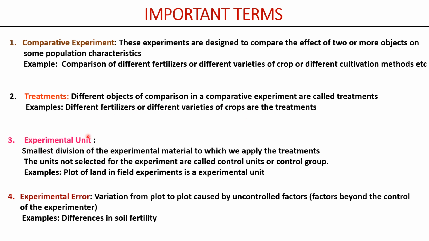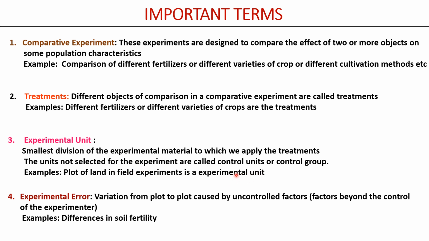What is an experimental unit? A unit on which an experiment is performed or treatments are applied is called an experimental unit. For example, when I talk about treatment of fertilizers, naturally the unit or the place where the experiment is performed is a field. So I call it plots. So a plot of land in field experiments is an experimental unit. So the unit on which the experiment is performed is called an experimental unit.